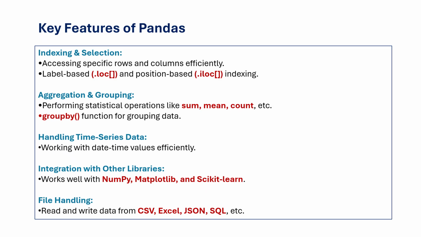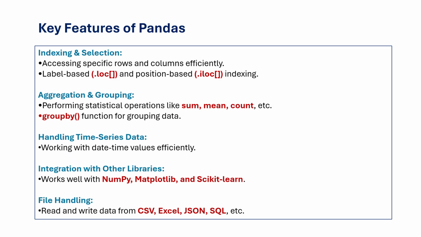The key features of Pandas. Pandas provides indexing and selection techniques to access specific data. We can select rows and columns based on labels or position. The loc function is used for label-based selection and the iloc function is used for position-based selection. For example, from a student DataFrame, we can select only the marks column or a specific student record.